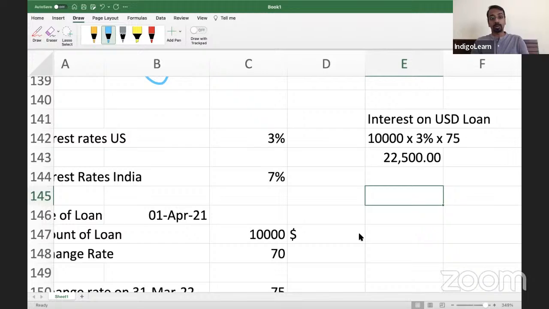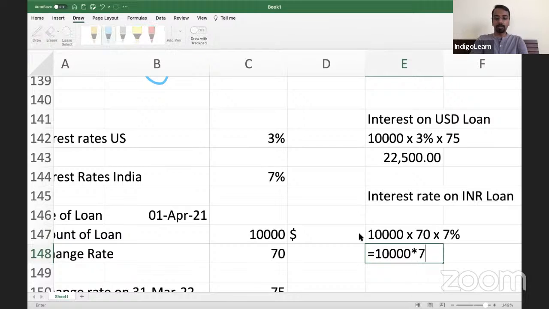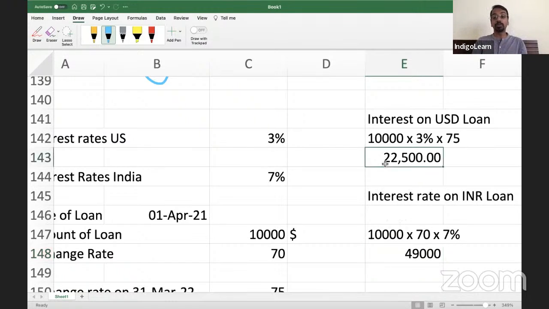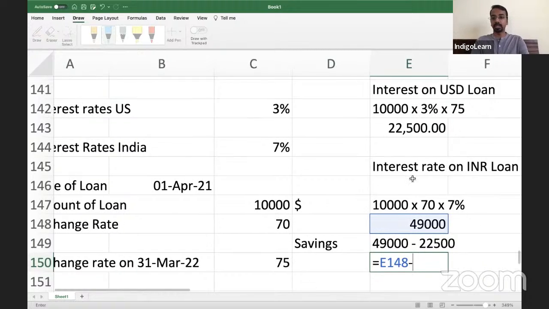Now, what the standard wants to do is, what would have been the interest had you borrowed in India for an equivalent amount? Now, what is the amount we borrowed? We borrowed $10,000 when the rate was 70. So in Indian terms, we actually borrowed 7 lakhs multiplied by 7%. 10,000 multiplied by 70 multiplied by 7% is 49,000. So because of my borrowing in US, I have saved interest. I would have paid 49,000 in India. I'm actually paying only 22,500. What is the savings in interest? Savings in interest is 49,000 minus 22,500.